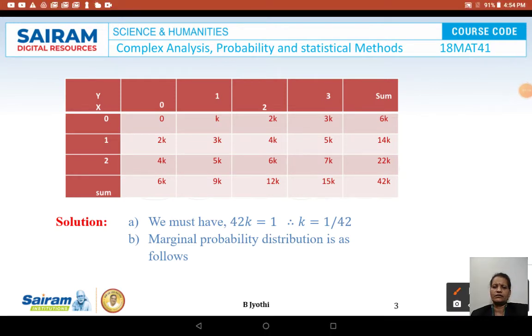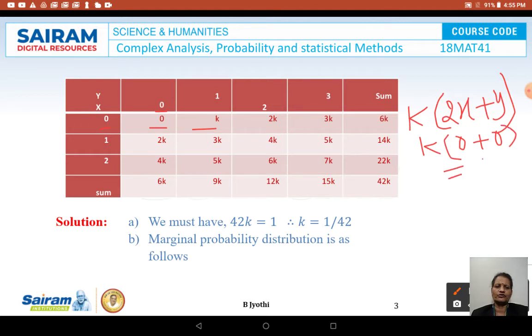How to get the inside values: it is k times (2x plus y). When we take x is 0 and y is 0, k times (0 plus 0) will be 0, which we have obtained here. And how do we get k here? The x value is equal to 0 and the y value is equal to 1. Likewise, we will be getting the values. So these are all the values we have got here.